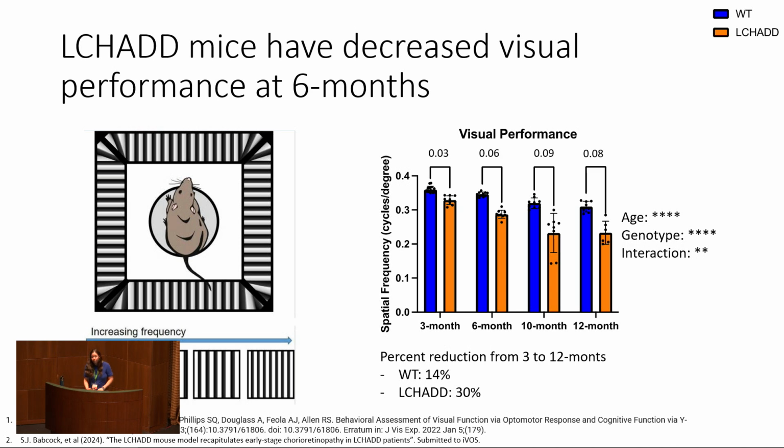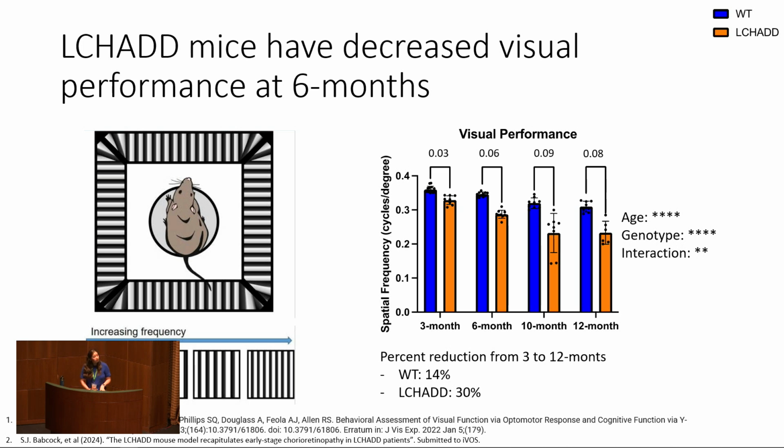So from the clinical studies, we wanted to make sure that our mouse model had a chorioretinopathy that was similar to patients, specifically that they lost their vision over time and that it was due to increased RPE degeneration. And so we first looked at visual performance of the mice. So how well are LCHADD mice able to see over time? So we took these visual performance measurements at 3, 6, 10, and 12 months of age. And the test that we use to do this is called optokinetic tracking, or OKT.